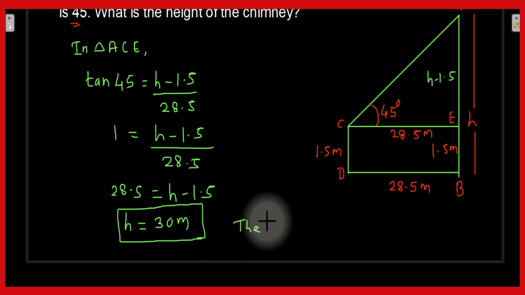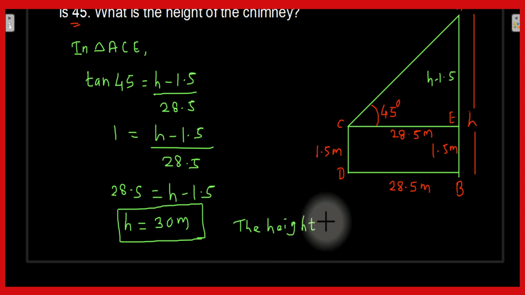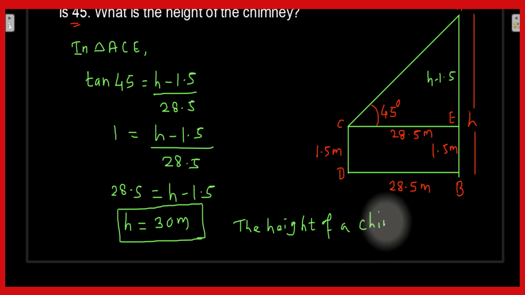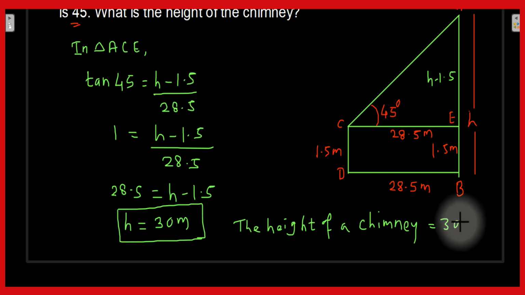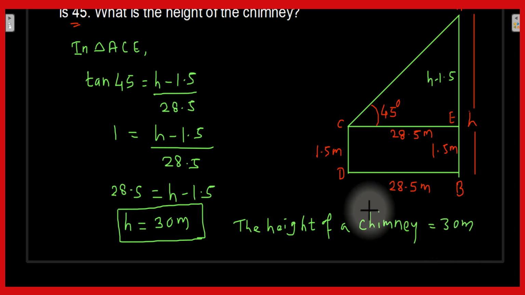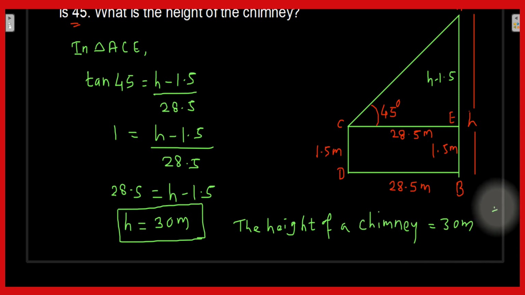So write the answer. The height of the chimney is equal to 30 meter. So this is the answer, and you have to write the answer at the end, because the answer carries half mark weightage. If you do not write the answer, your half marks will be deducted. If you do not write even the unit, your half mark will be deducted.